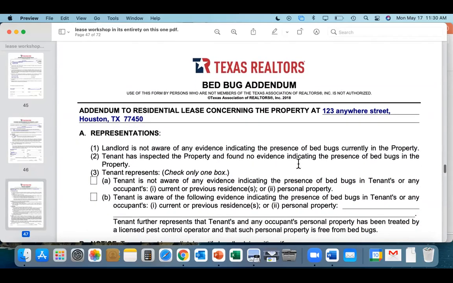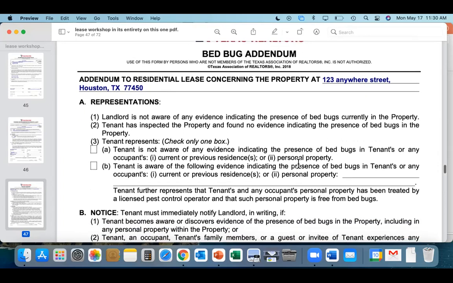We have a bed bug addendum. I know it's kind of gross, but we have a bed bug addendum.